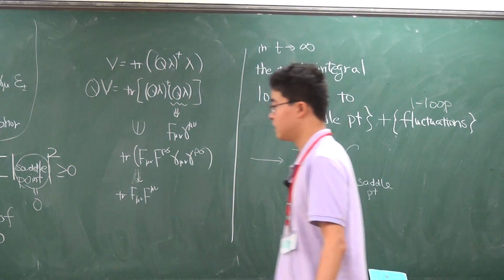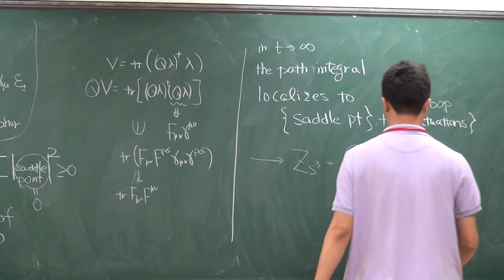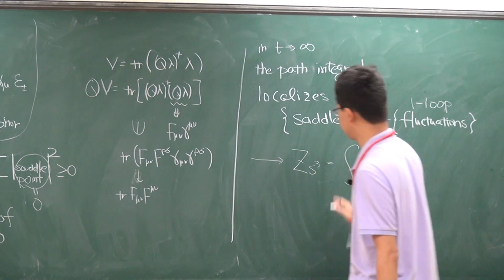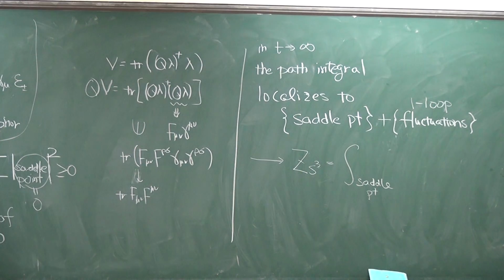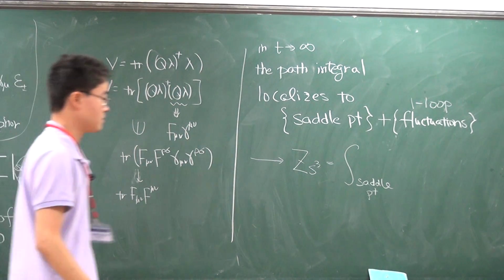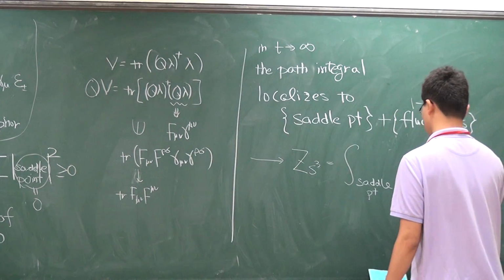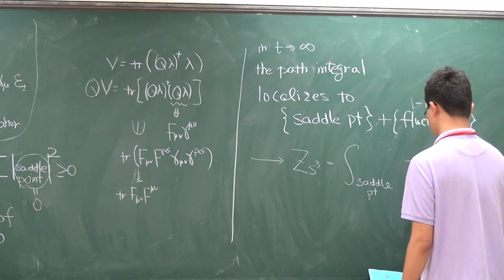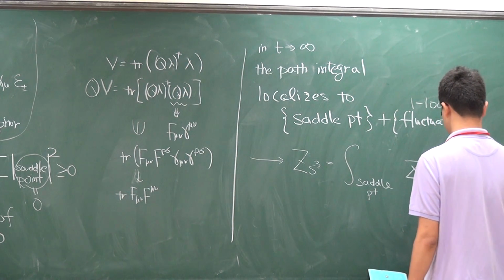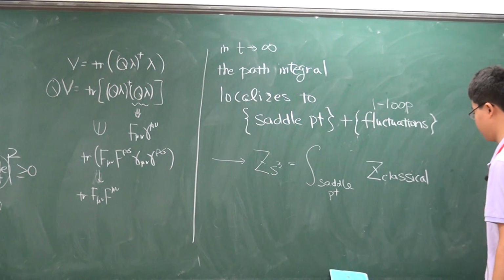And then, well, first of all, there is the action. So there is the action evaluated at the saddle point. So that's the zeroth order term, one of the zeroth order terms. So let's call it Z classical, the classical contribution. And then there are also one-loop determinants.